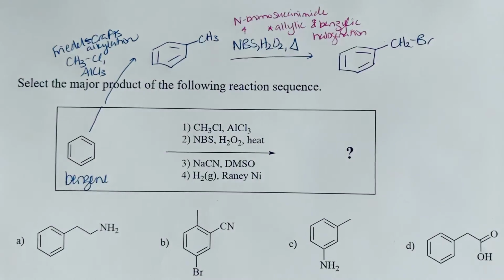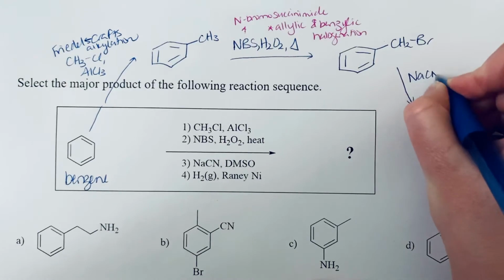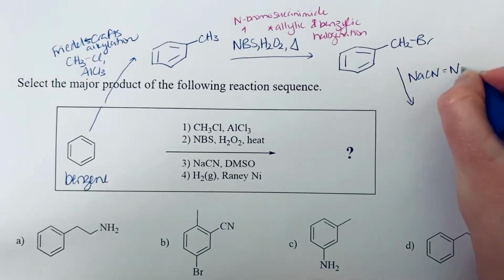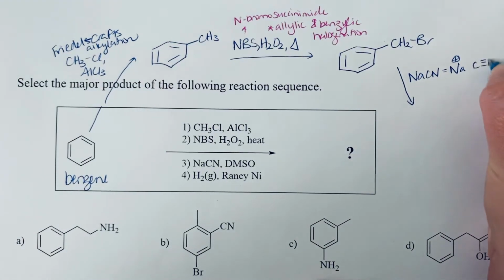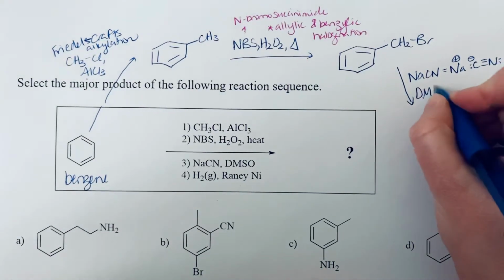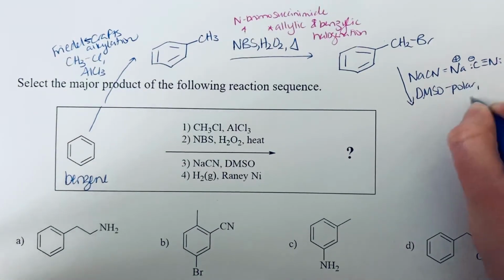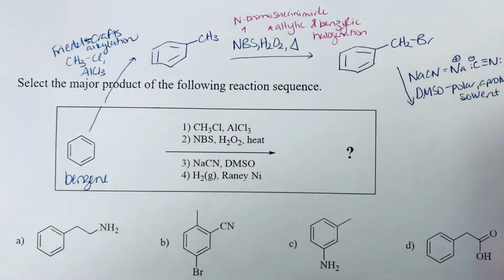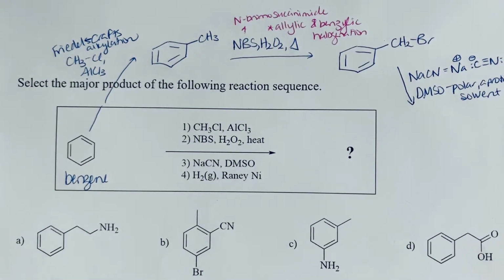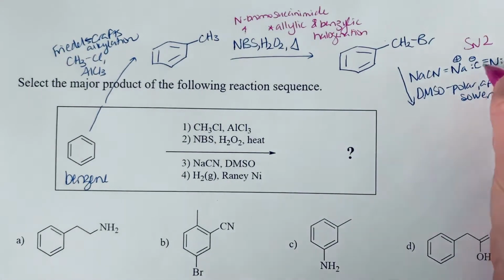Okay, so we've gone through 2 steps. And we get to the next one and we see sodium cyanide, which we should automatically read as sodium as a counter ion, which we know is going to be a spectator ion, and a cyanide ion, which is a good nucleophile. And then DMSO, dimethyl sulfoxide, is a good polar aprotic solvent. So what we have here are really good conditions for an SN2 reaction, that concerted substitution. So that's what we're going to have take place.